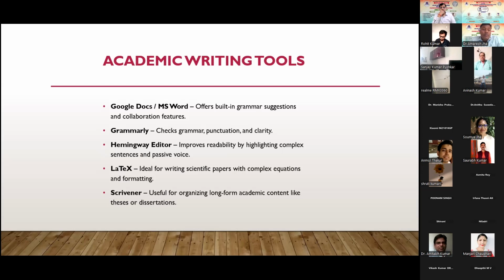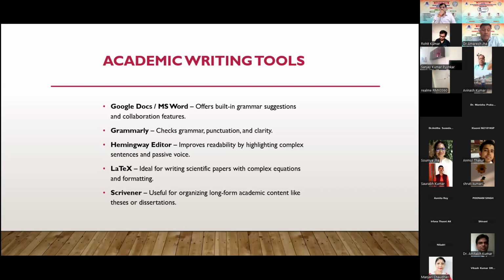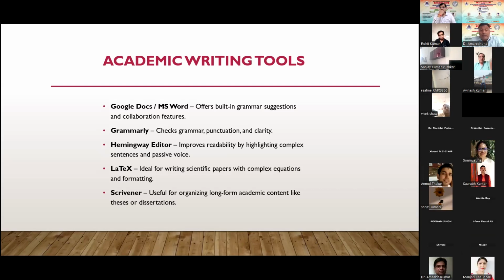There's another tool called Grammarly, which helps you in checking grammar, punctuations, and for clarity. It has got its AI version also now to check whether AI has been used or not in your content. Then Hemingway Editor, it improves readability by highlighting complex sentences and passive voices, and it gives you the option of simplifying the sentences.